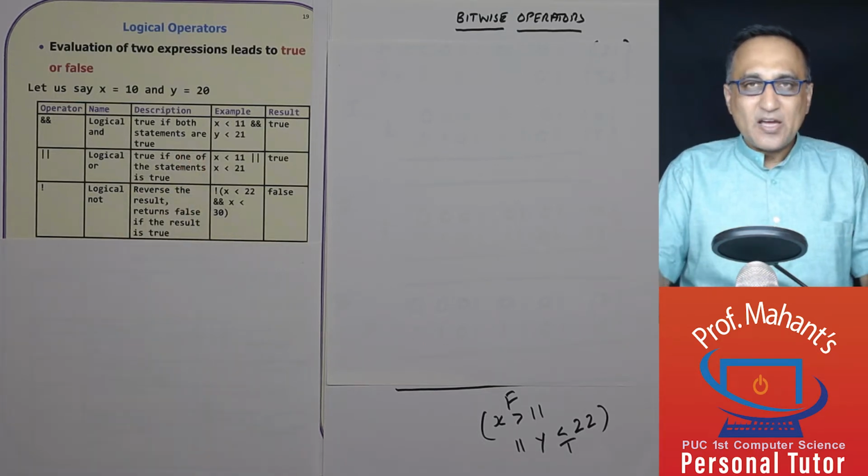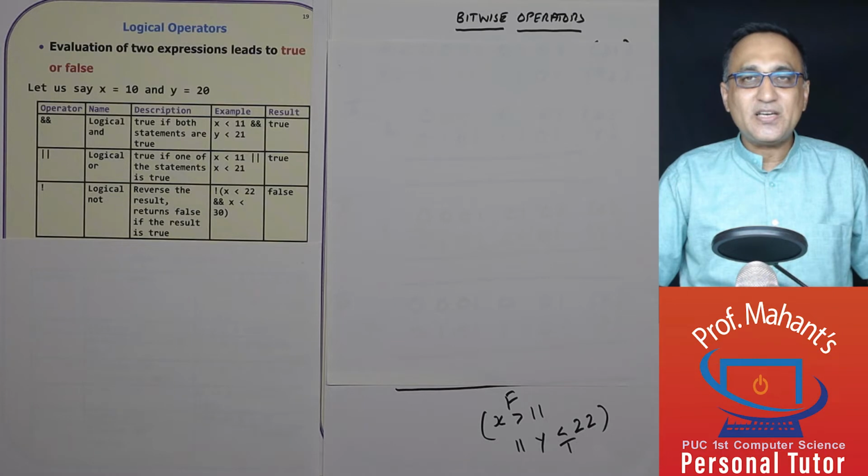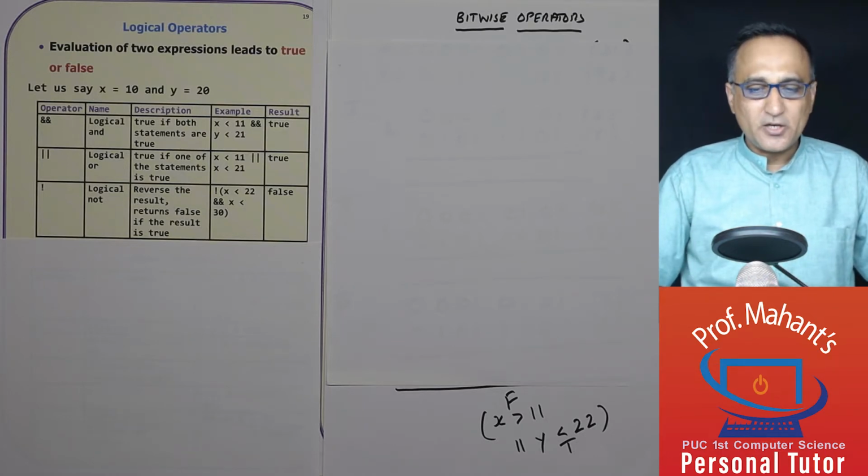AND means all must be true. OR means any must be true. NOT means reverse the result of the operation. If it is true, make it false. If it is false, make it true.